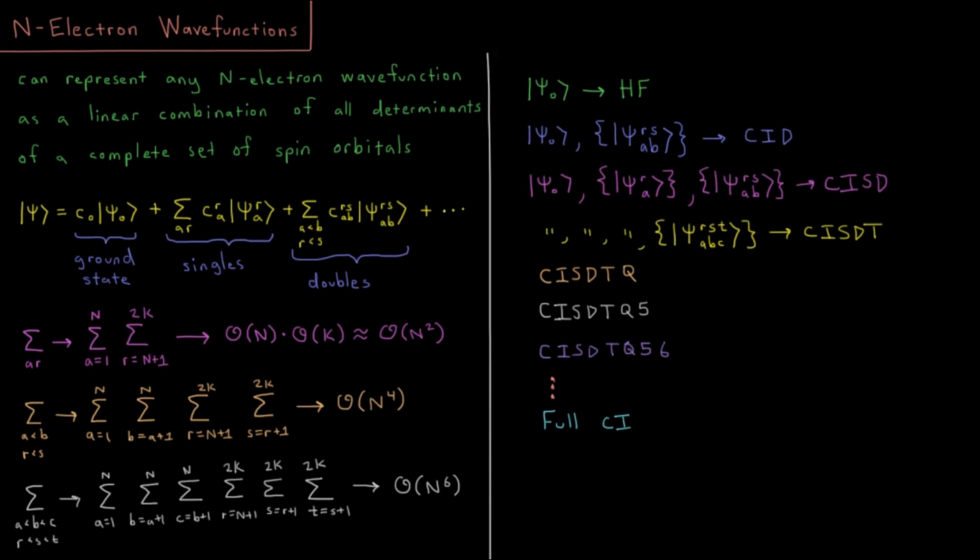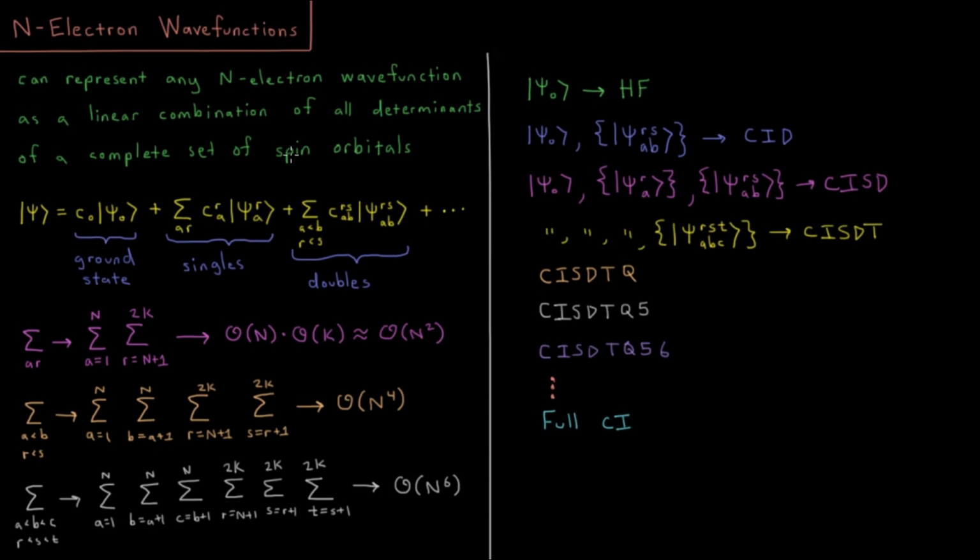In this video, we'll continue our discussion of Slater determinants and look at what the wave functions of many electron systems look like. So we're going to start off with our postulate here that we can represent any N-electron wave function as a linear combination of all determinants of a complete set of spin orbitals. Okay, that was quite a mouthful to unravel, so let's unpack that a bit.